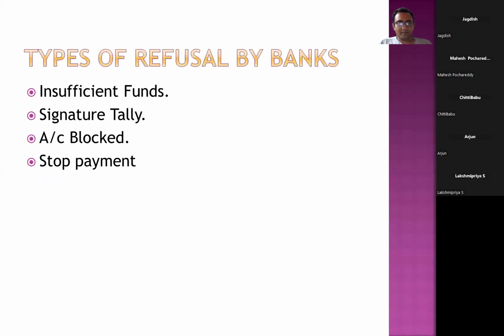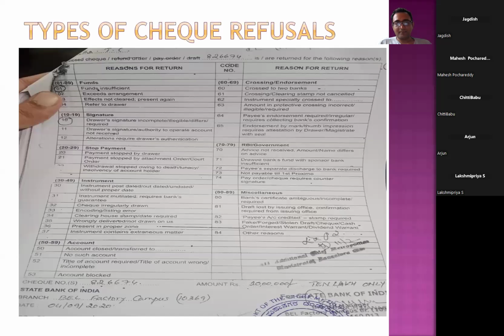Got it, sir. Okay. So what are the different types of refusal made by banks? Insufficient funds, signature is not tallied, account is blocked by the bank, or payments are stopped. We will just look into some of the reasons here.